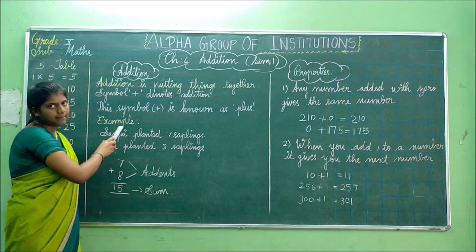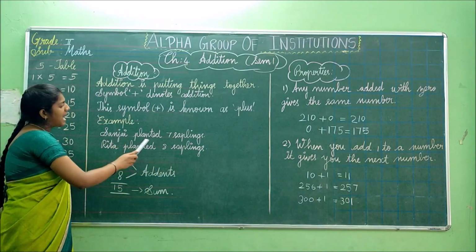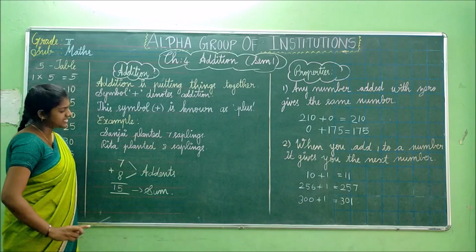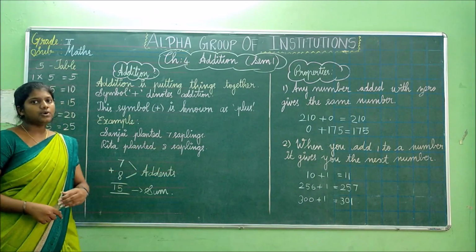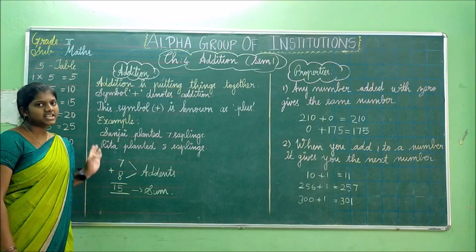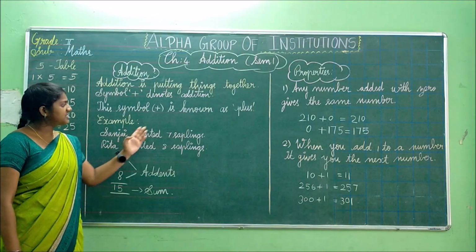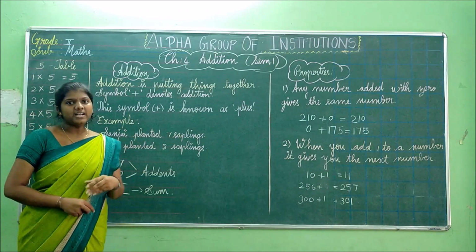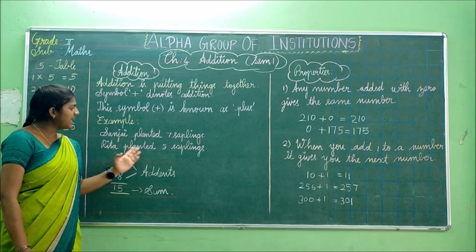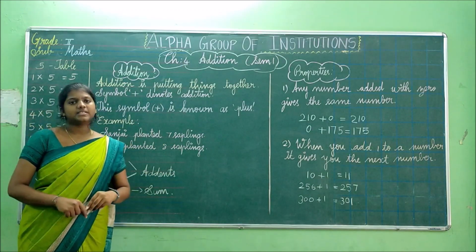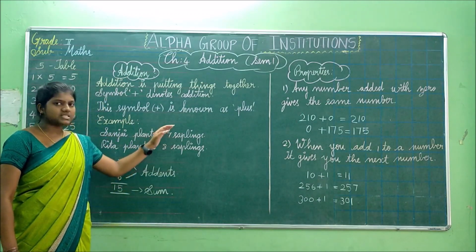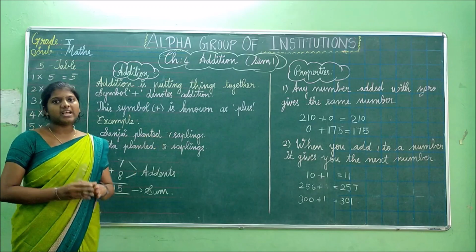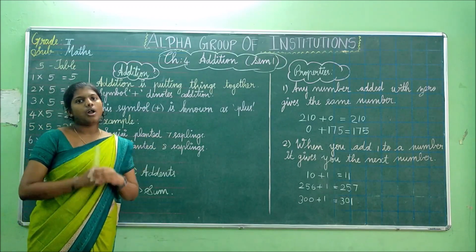See here, children, example. Sanjay planted 7 saplings. Rita planted 8 saplings. So there are 2 kids, Sanjay and Rita. Sanjay planted 7 saplings and Rita planted 8 saplings. If we put these 2 things together, that is called addition.